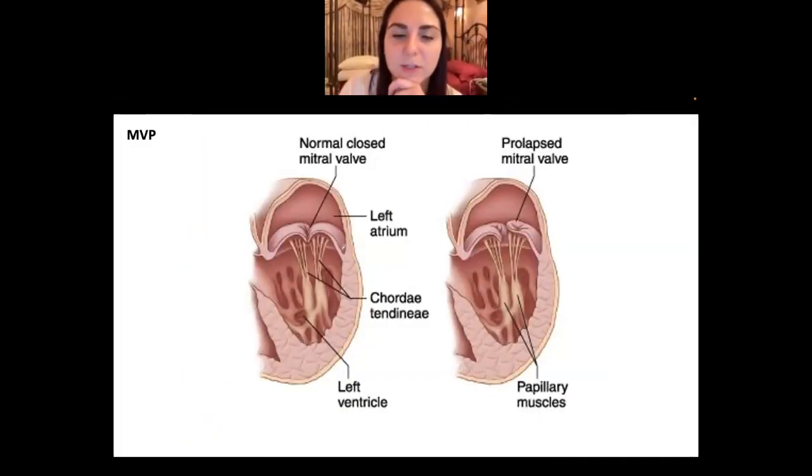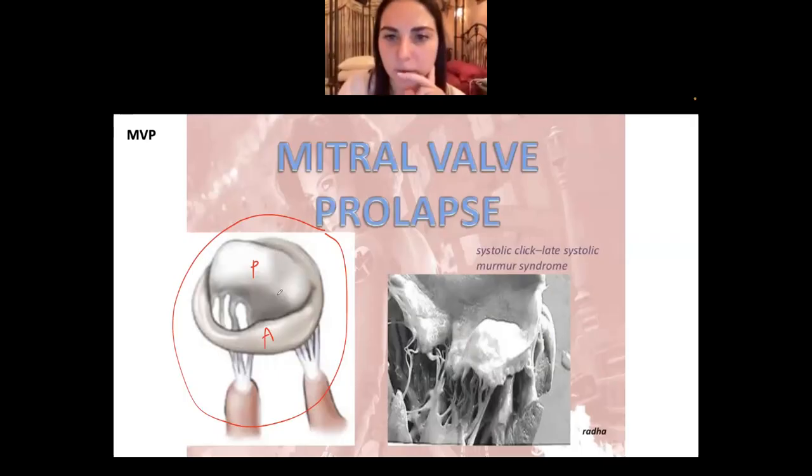Does that make sense so far? They don't open how you would think with normal valves. They open and close like a balloon, and with prolapse, part of one of the leaflets is not perfectly in line with the other one.